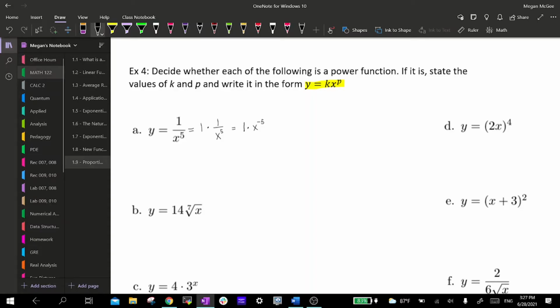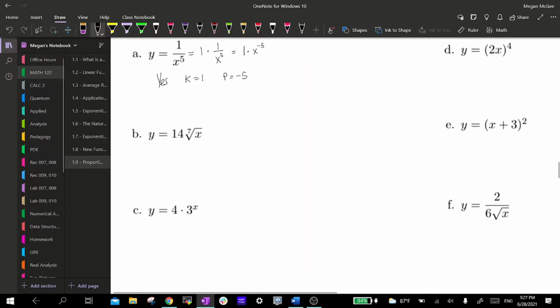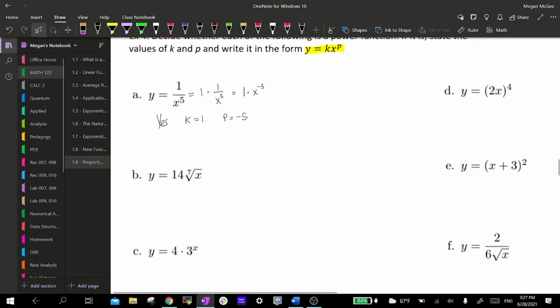All right, so yes, this is a power function. This is looking more like our highlighted equation where k is equal to 1 and our exponent is negative 5. Our power is negative 5. All right, let's do it again. So part B gives us y is equal to 14 times the 7th root of x. All right, how can we rewrite the 7th root of x?